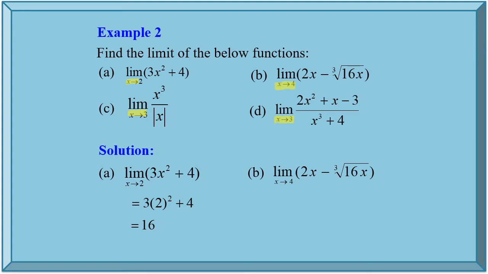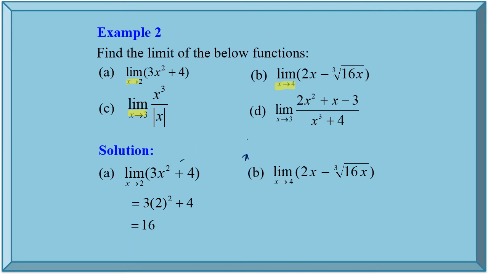Exactly. Another method is that we can separate it, because it's a limit. Sorry, let me use another color. This is equivalent to the limit as x approaches 2 of 3x squared plus the limit as x approaches 2 of 4. This is a constant, directly equal to 4. And this one we have 3 times 2 squared, plus 4. The same thing as here. So we can do it separately or directly.